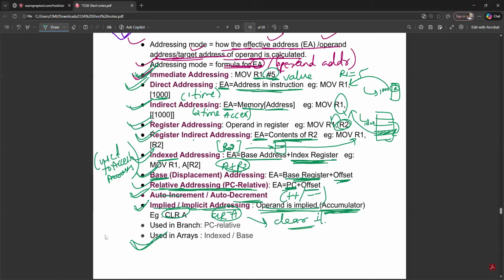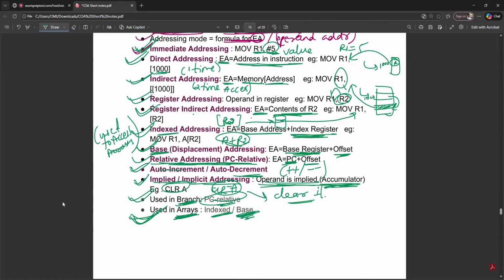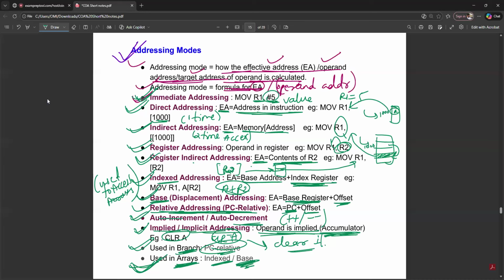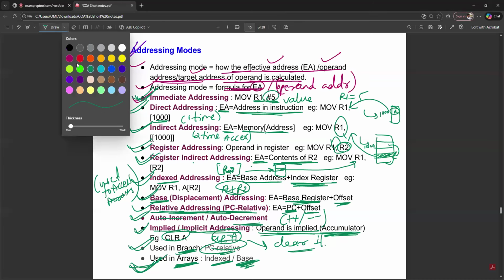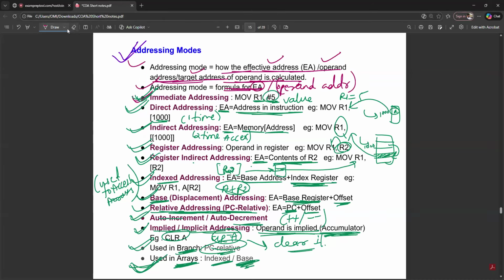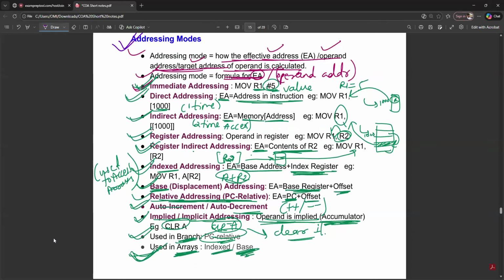So what is used in the branch? PC relative, right? PC relative is also called relative addressing, and it is used in the branch. And what is used in the instruction set? Index or base addressing mode. Okay, so these are the different addressing modes. I hope you know all of it, and I hope you got it.